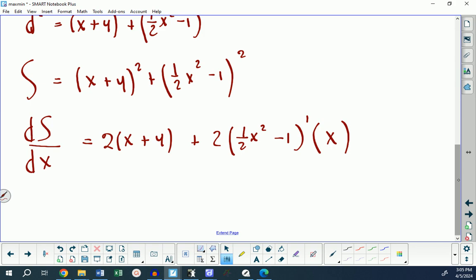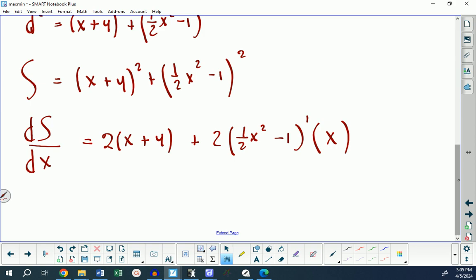So I swing the 2 around the x plus 4 and drop 1 from the exponent. If you like, multiply by the derivative of what's inside, but what's inside has a derivative of 1. Bring the 2 down in front of the 1/2 x squared minus 1, which stays the same, drop 1 from the exponent, and then the derivative of what's inside is x. I don't really see the point in factoring that 2 out. If you want to stick to the rules, you're supposed to factor, but why bother?